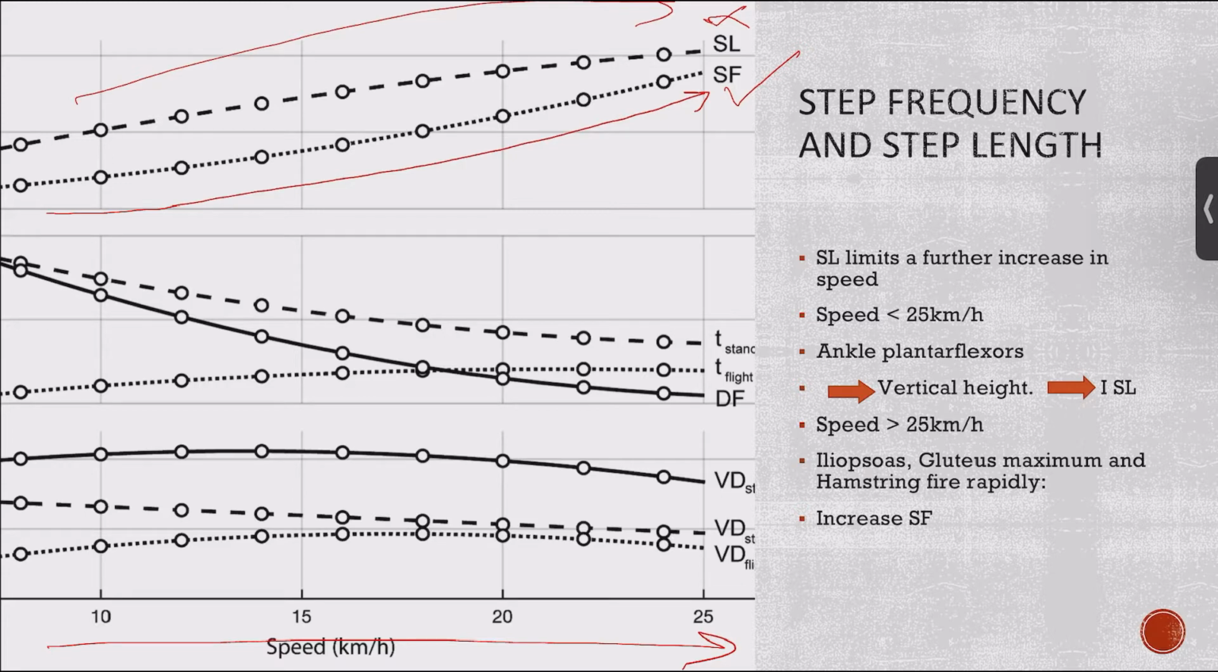So what are the muscles used for this step length and step frequency? To increase our speed, the most important muscles are the ankle plantar flexors, our soleus and the gastrocnemius muscles. These should be strengthened if you want to increase your step length. And what if you want to increase your step frequency? To increase step frequency, the muscles mostly are around our hip: the iliopsoas, the gluteus maximus and the hamstrings. These are the three muscles we need to strengthen to increase our step frequency.